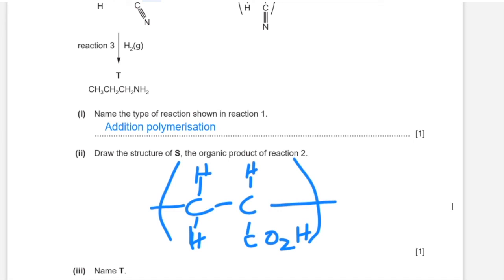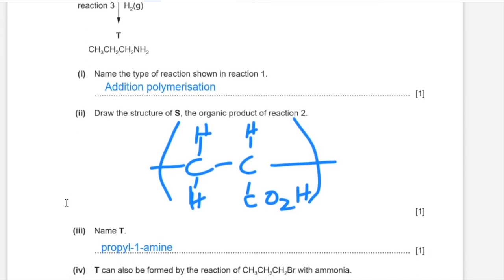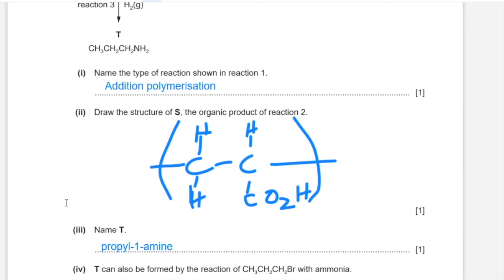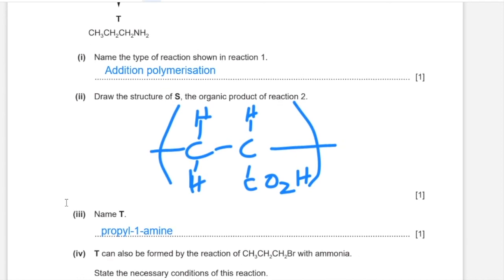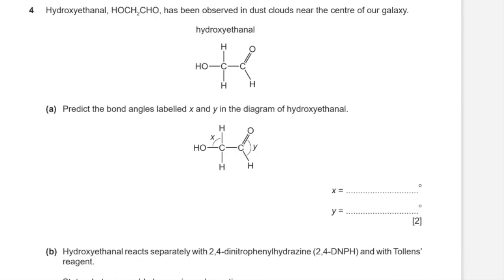3. Name T. So T over here has an amine group on the first carbon atom in a 3 carbon chain. So that would make it propyl-1-amine. 4. T can also be formed by the reaction of 1-bromopropane with ammonia. State the necessary conditions for this reaction. You'd have to use ammonia dissolved in ethanol under high pressure.